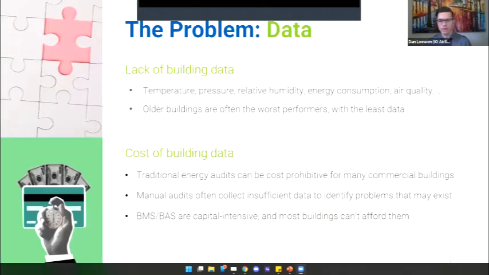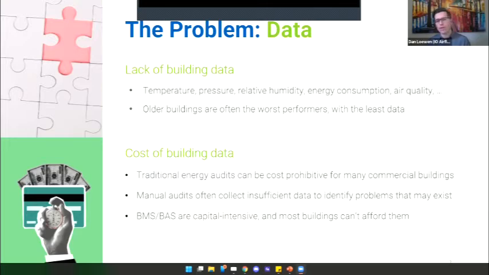The problem that we've experienced and that many of you face, I suspect, is the lack of building data. This is data that would be typically used by building operators or by energy auditors as well. It can be data such as temperature, pressure, relative humidity, energy consumption, air quality, etc. Older buildings often have the least amount of data, but they're often the worst performers in terms of efficiency, greenhouse gas emissions as well.